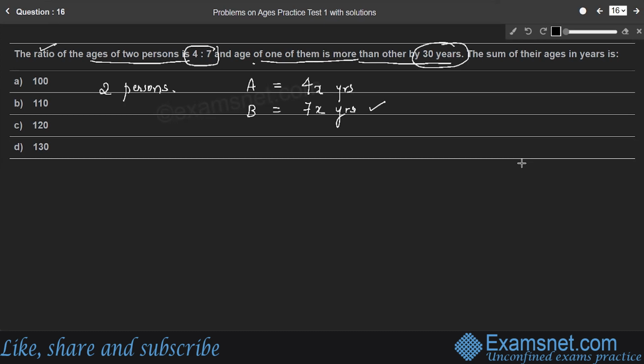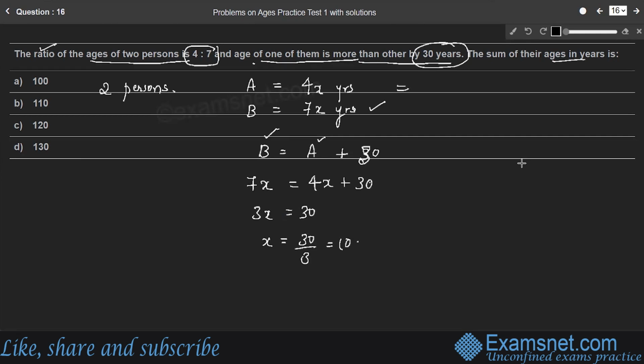Here B is older, so B's age is A's age plus 30 years. Age of one of them, who is B, is more than A's age by 30 years. So the sum of their ages in years is, so let us find their ages first. So B's age is 7x years, equal to A's age 4x years plus 30 years. 7x minus 4x is 3x is equal to 30. So the value of x is 30 by 3, which is 10, right?